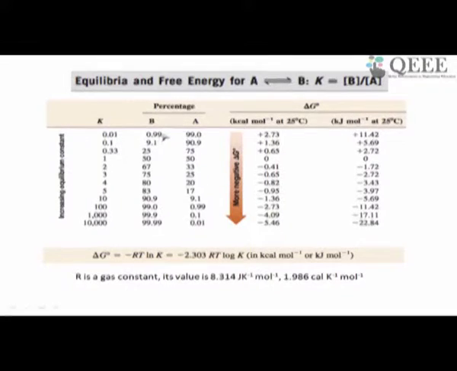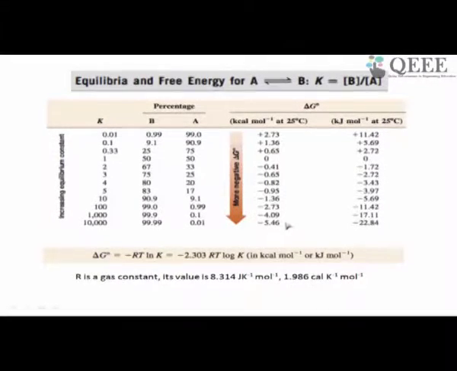If K is 0.01, it means 0.99% of product is formed, and 99% is basically the starting material. In such a case, the K will be very low, so the product is not formed. As the product increases from 9%, 25%, and when it goes to 99.99%, the K value goes to 10,000, and at 0.01 you can see that when the value of K increases, the delta G value is decreasing.